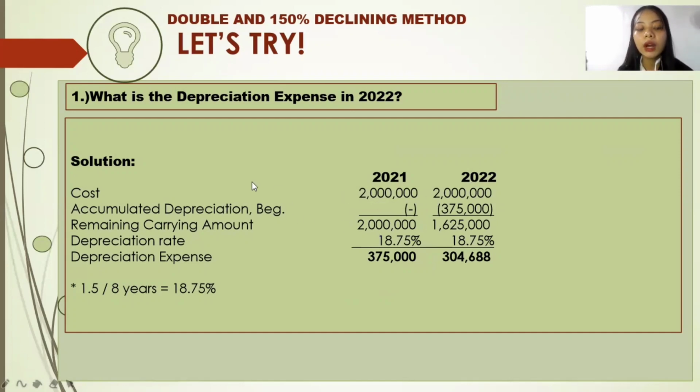For 2022, we get the depreciation expense. Cost, 2 million. Accumulated depreciation beginning, 375,000. How did we get this? It is just our beginning balance from 2021. The remaining carrying amount is 1,625,000, times the depreciation rate again. So we get 304,688.